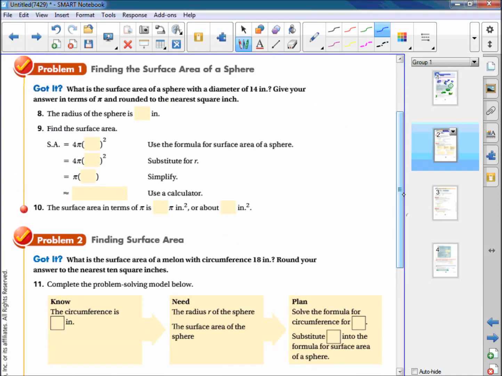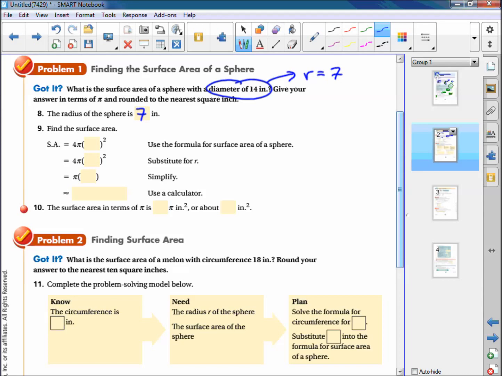Find the surface area of a sphere. What is the surface area of a sphere with a diameter of 14 inches? Give your answer in terms of pi and then round it to the nearest square inch. So what is the radius of the sphere? So if it's a diameter of 14, then the radius is going to be half that, so that would be 7 inches. And then find the surface area of the sphere.